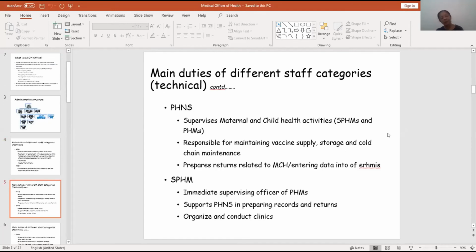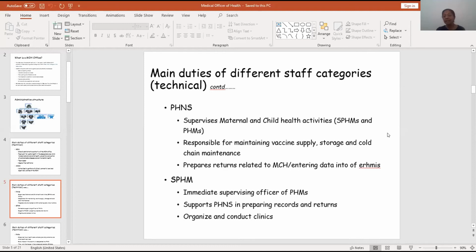Then there are public health nursing sisters. They are mainly for the supervising part. They are supervisors of the maternal and child health services. They supervise public health midwives and the supervising public health midwives as well. The public health nursing sister is responsible for maintaining vaccine supply, storage, and cold chain maintenance. But for the vaccines of the MOH office, the responsibility goes to the MOH. At the end, the responsibility for each and everything goes to the MOH.